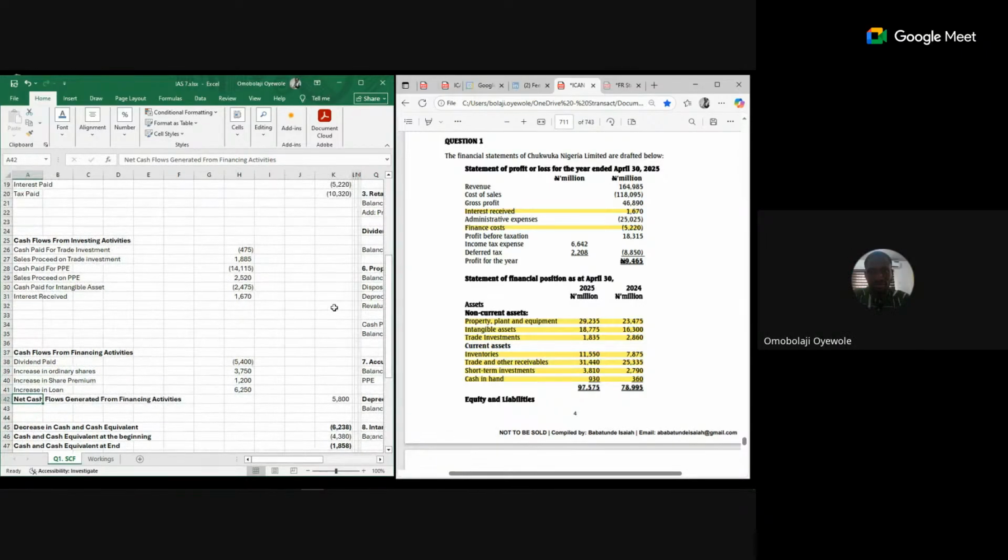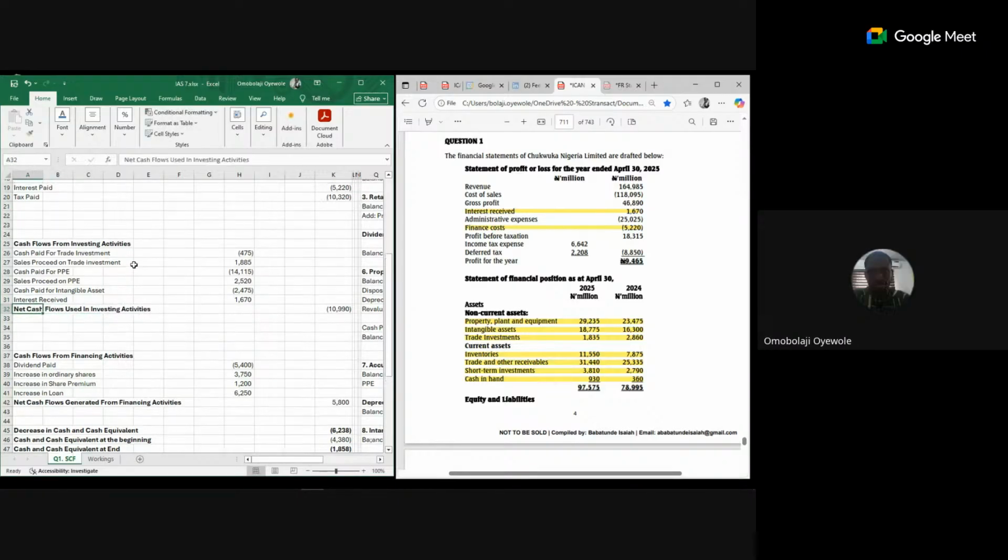Now let's check: this equals this plus this plus this plus this plus this plus this. So this will give us net cash flows used in investing activities. Used, because it's an outflow.